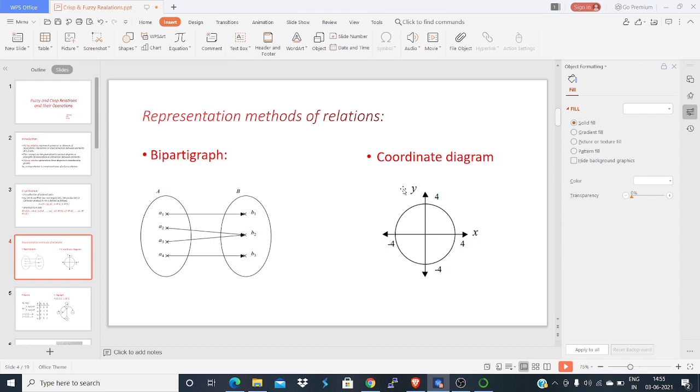That's it. Whereas in coordinate, we take one axis as A and one axis as B, and if there's a relation, we plot the points, and we join all the points, and the resultant graph is the diagram.